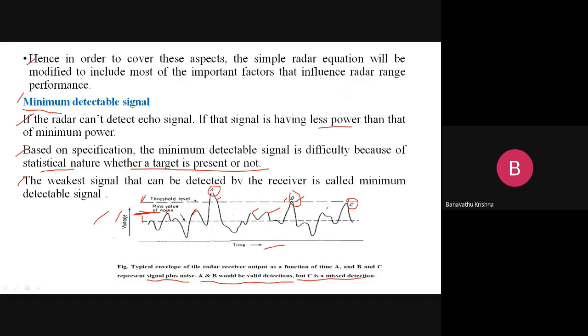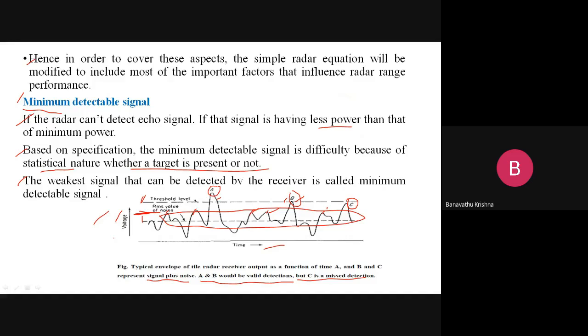This signal is also crossover, this signal is also crossover, and this signal also crosses over the threshold level. But these signals are all noise signals. Some level is available, but mostly these are noise signals. When such noise signals cross over, if you establish a level here, crossing over this level, then what are we identifying here? Simply there is no target present in the space.